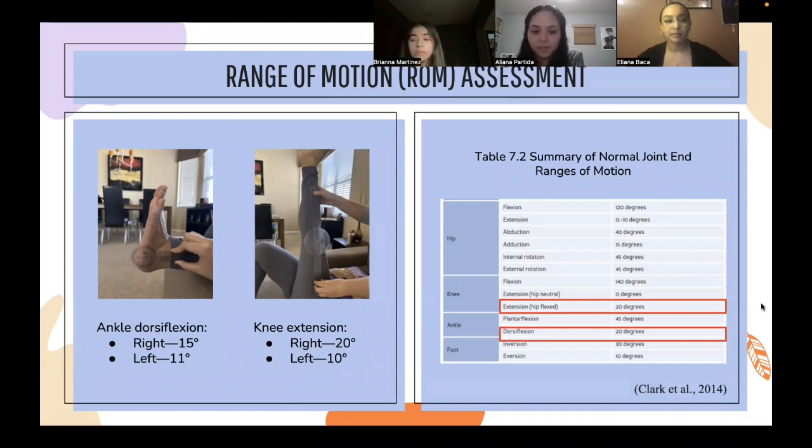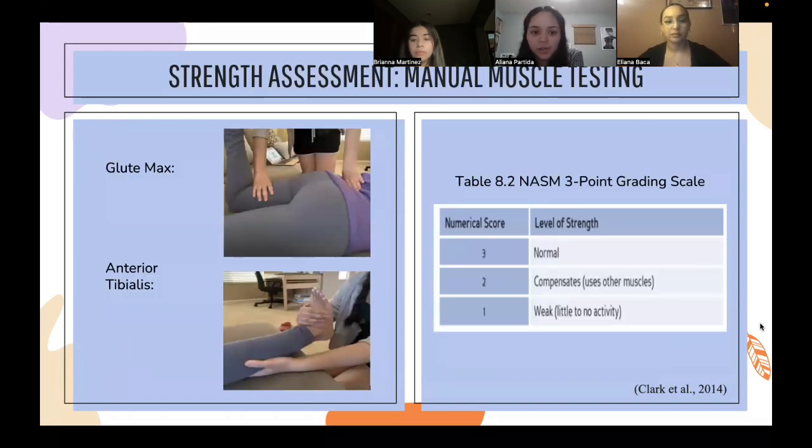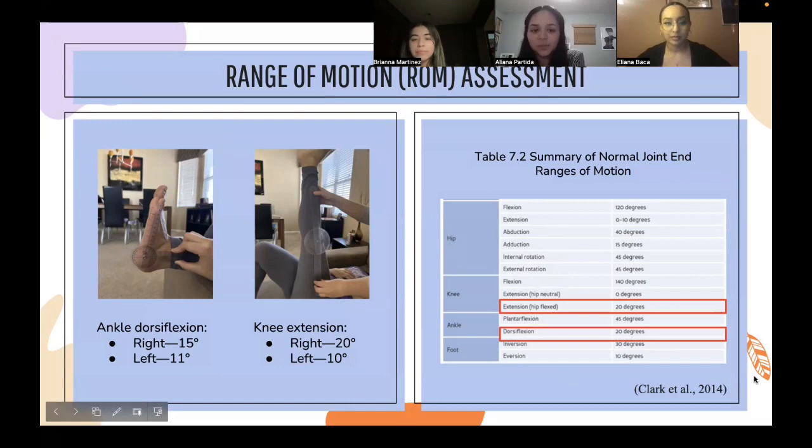And for knee extension, the placement of the goniometer is with the axis on the lateral joint line of the tibiofemoral joint, the stationary arm on the lateral midline of the femur, and the mobile arm on the lateral midline of the fibula.